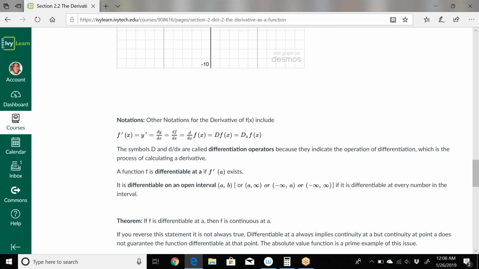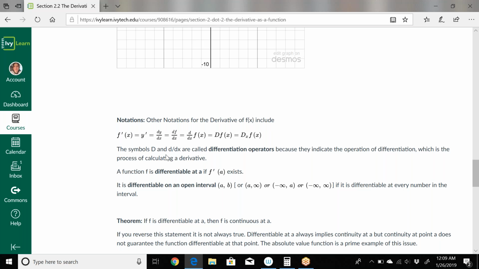So notation. Other notation for the derivative of f of x can include, we know f prime of x, sometimes we'll call that y prime, dy dx, that means the derivative with respect to x of the function y. df dx is also the derivative with respect to x of the function f. Sometimes it's written this way, so that's a little bit clearer that you're reading this as the derivative with respect to a specific variable x of a function. A capital D also means the same thing, and sometimes they'll put the with respect there.